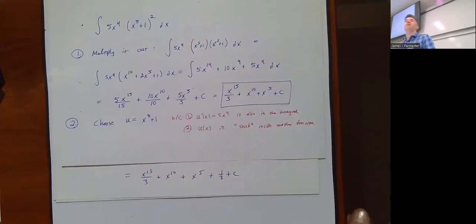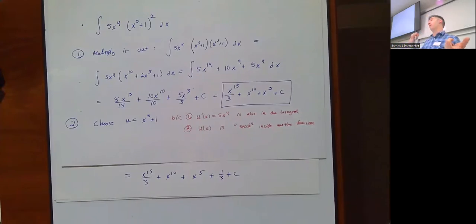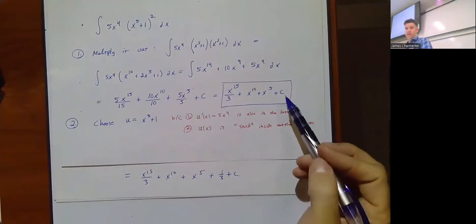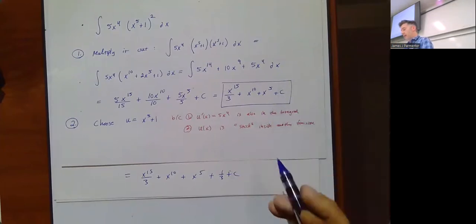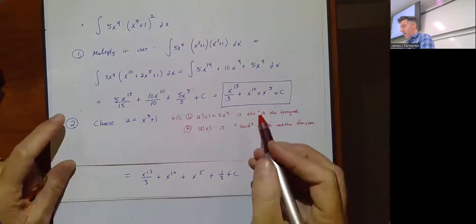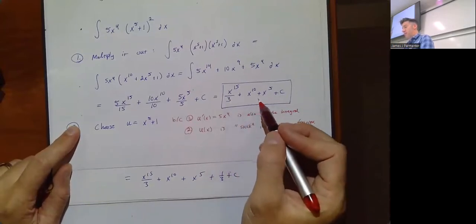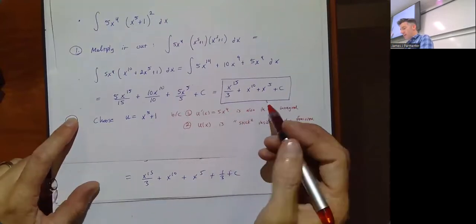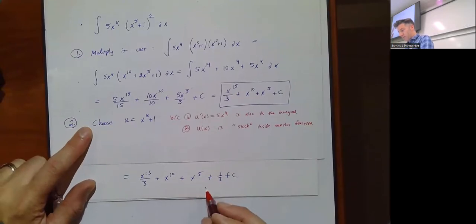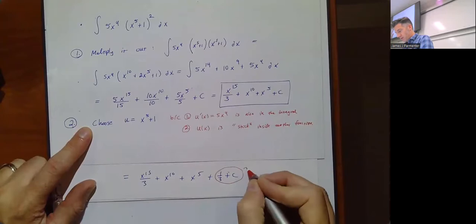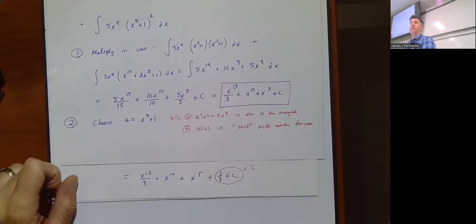Yes. As long as your answers differ by at most a constant, they are quote unquote the same as far as we're concerned. Because the idea here is that this constant here and this constant here are not necessarily the same constant. So yes, as far as I'm concerned, I have x to the 15th over 3 plus x to the 10th plus x to the 5th plus a constant. And down here I have x to the 15th over 3 plus x to the 10th plus x to the 5th plus a constant. So we're good to go.